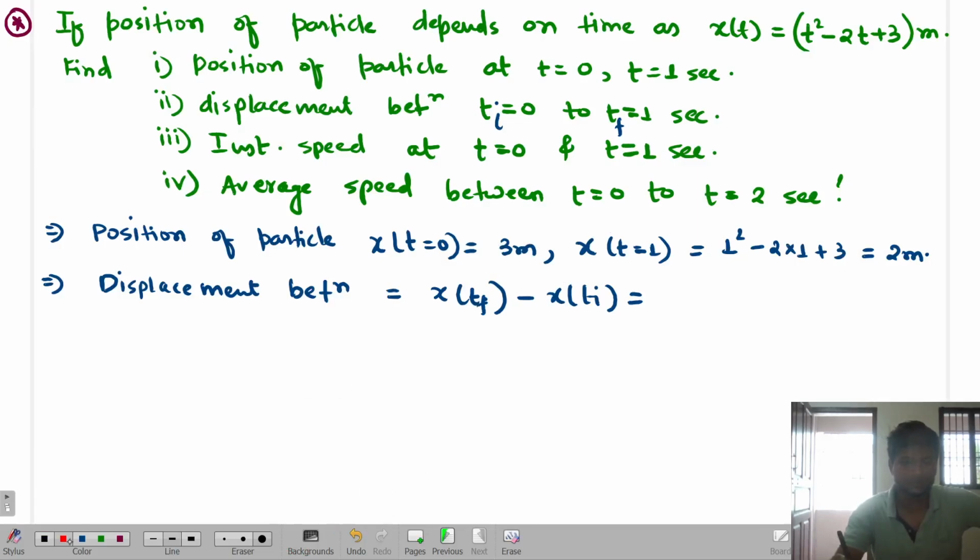Okay, so basically your answer is position at t final minus position at t initial, which is 2 meters minus 3, which is minus 1 meter. Are you able to get me? Now talk about instantaneous speed.